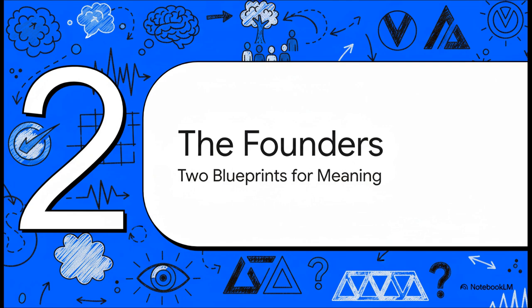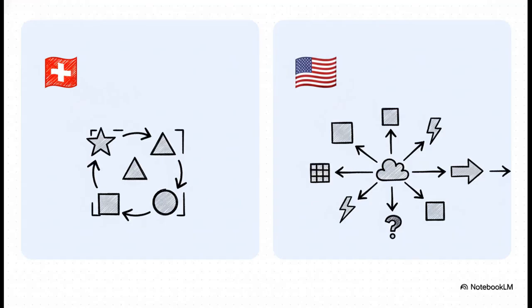So then, in the early 20th century, this diagnostic art got formalized by two thinkers working on opposite sides of the Atlantic, and they gave us two different blueprints, two different ways of understanding how meaning actually works. On one side, you've got the Swiss linguist Ferdinand de Saussure. For him, meaning was all about a closed, structured system, kind of like the grammar of a language. But then, on the other side, you have the American philosopher Charles Sanders Peirce, who saw meaning as this dynamic, open-ended, constant process. So let's break down their models.